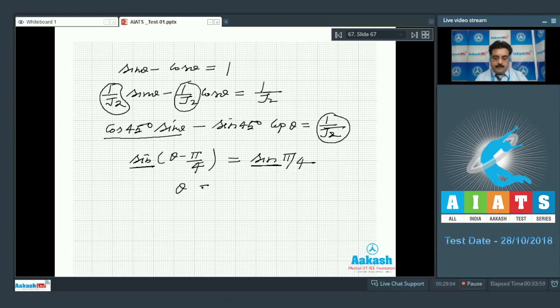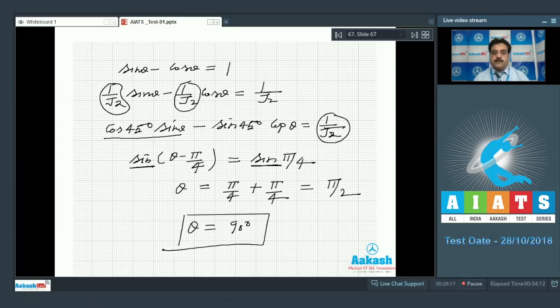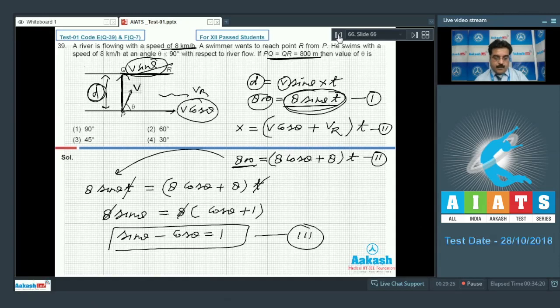So I have theta equal to pi by 4 plus pi by 4. So you will get pi by 2. So we can say theta is equal to 90 degrees. So this is how you can deal with this question. So by this calculation, I am going to check my options. So I can say my option number 1 will be the right choice. So let's move on to question number 40.